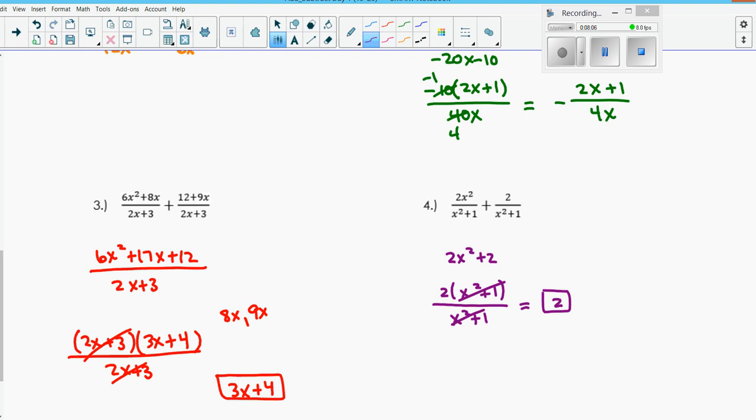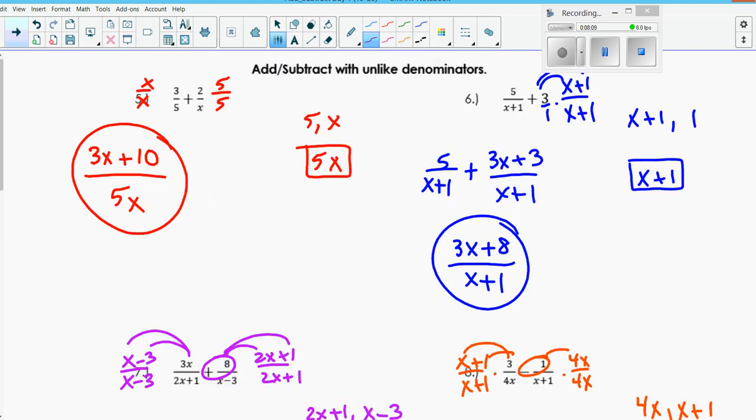Okay? Alright, so flip over and let's talk about some uncommon denominators, or unlike denominators.